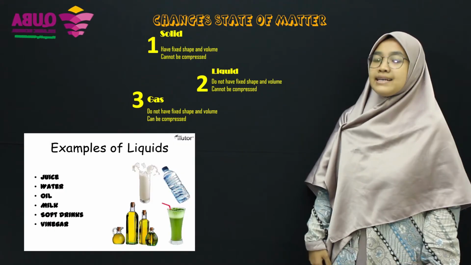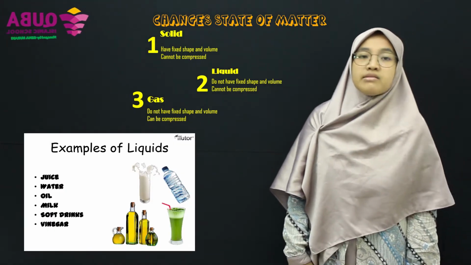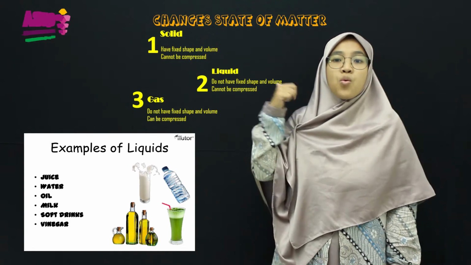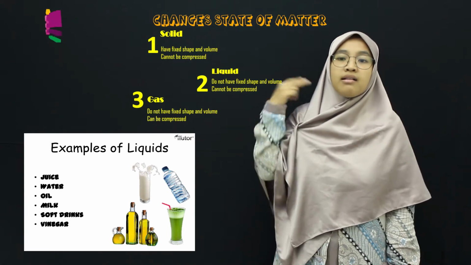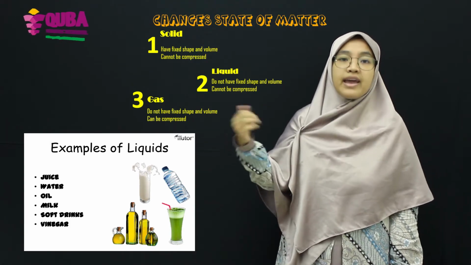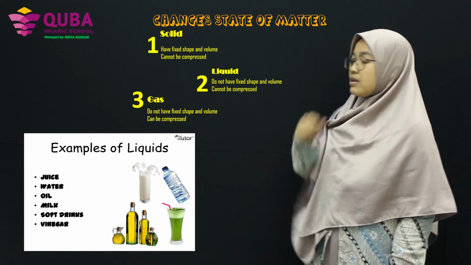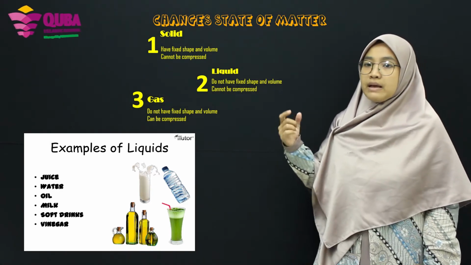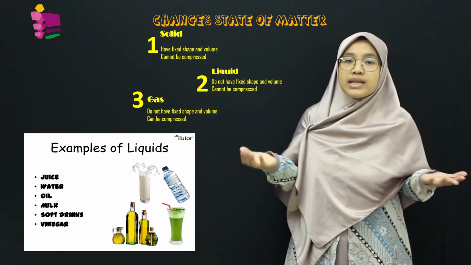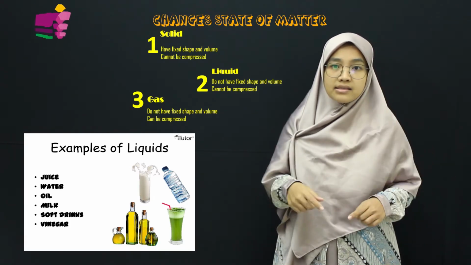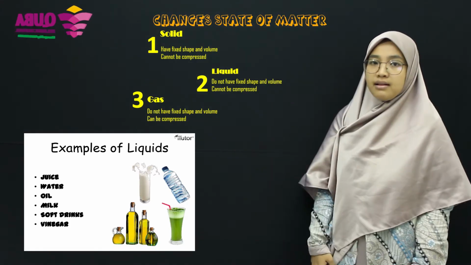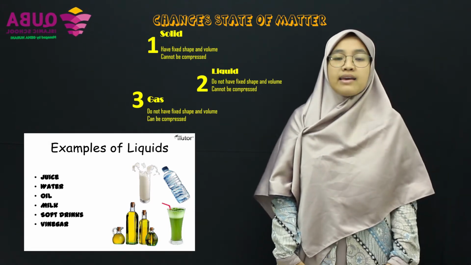These are examples of liquid. The first is juice, water, oil, milk, soft drink, and vinegar. If you see the picture, the milk in the glass has the same shape as the glass. But if we put it into a bottle, it takes the shape of the bottle.